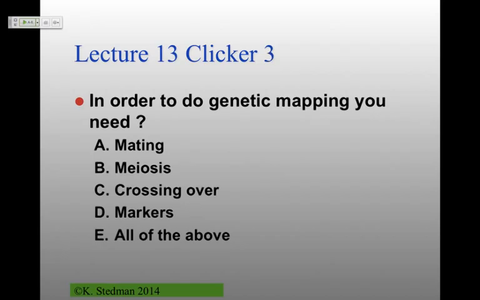So clicker 3: in order to do genetic mapping, you need mating, meiosis, crossing over, markers, or all of the above.